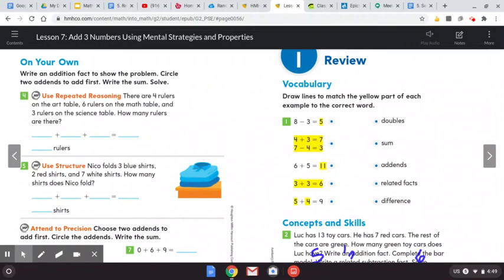There are 4 rulers on the art table, 6 rulers on the math table, and 3 rulers on the science table. How many rulers are there? Pay attention to your symbols, and it tells us that we're going to add. Look at that first. They're giving us a clue. We're going to add to find our sums. Go ahead and solve.